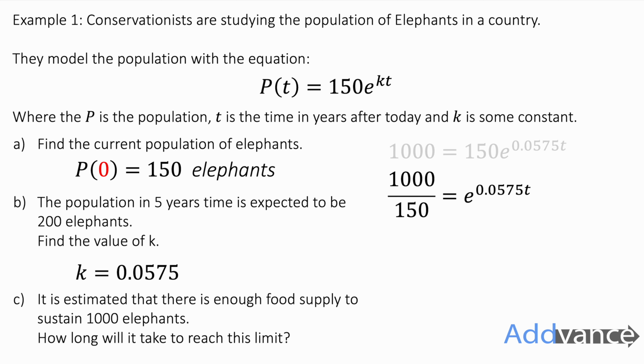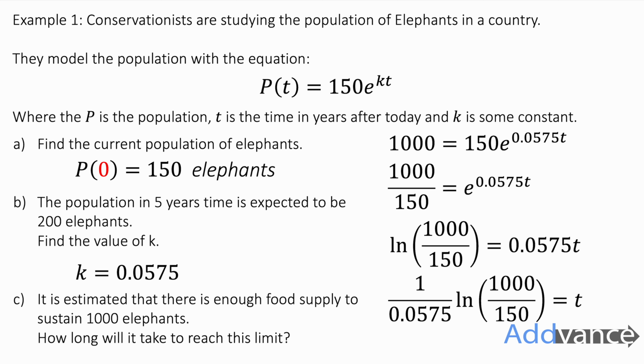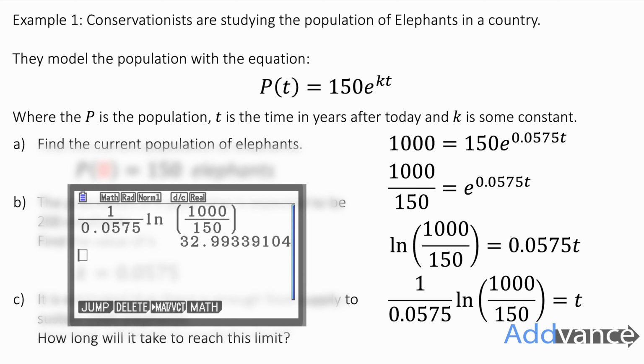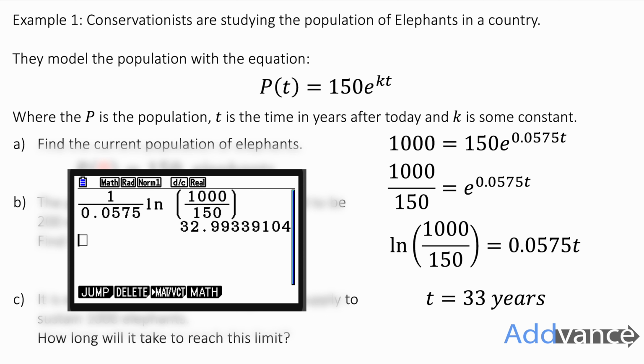We'll divide by 150, and then we'll take a logarithm of both sides to get rid of the power. And then we'll divide by 0.0575, like this. And this is the value of t. And we can type it into a calculator, and we get 32.99 years, which is about 33 years, when we type that in.